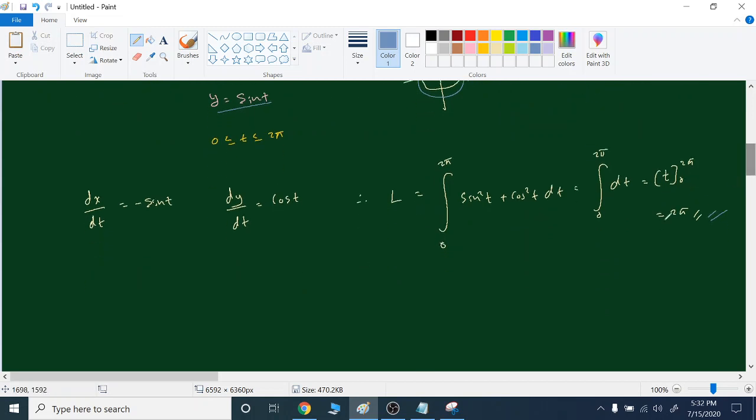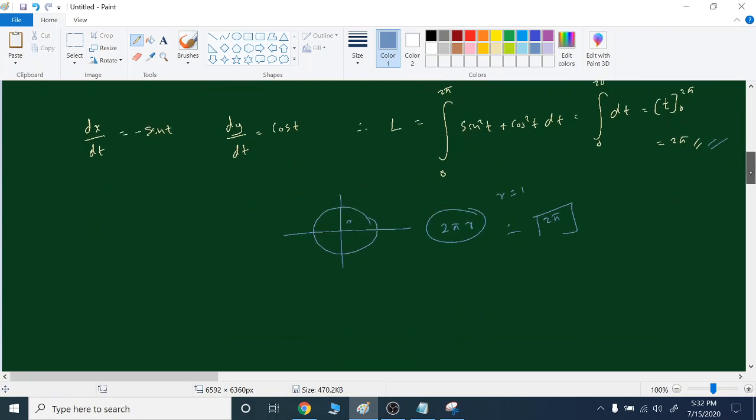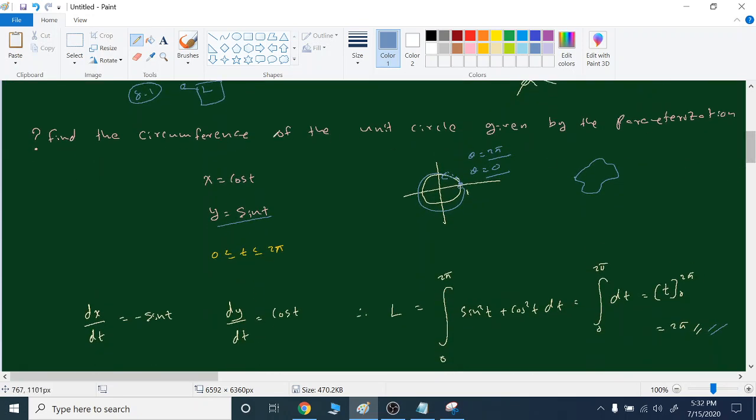Now anyway, we already know that if you have a circle with radius r, the circumference is given by 2 pi r, right? So in this case of the unit circle, r is equal to 1. Therefore, from those relationships, we can get the arc length of this circumference, right? And there's another thing. This is not the only way to represent the unit circle.